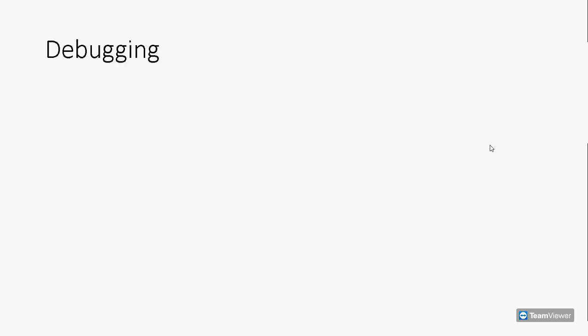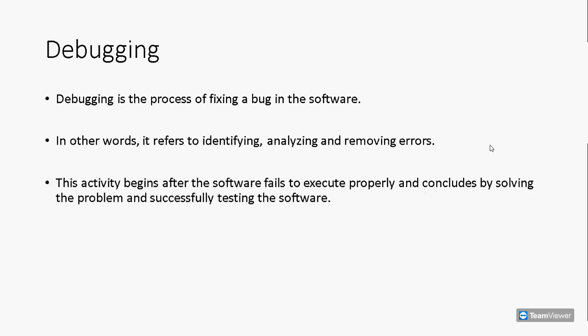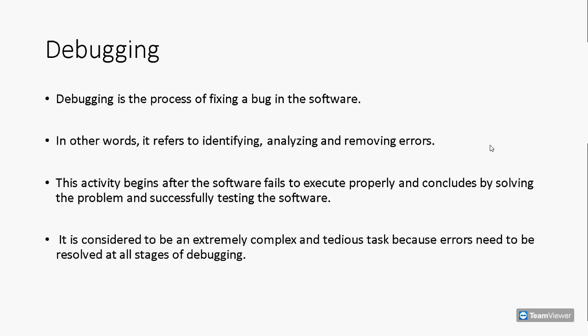The next term that we will study is debugging. The process of fixing a bug in the software is known as debugging. In other words, we can say that it refers to identifying, analyzing, and removing errors. Whenever the software does not execute properly, the process of debugging begins. We find the problem, analyze it, fix it, and test if the software runs properly. This process is considered to be an extremely complex and tedious task. This is because errors need to be resolved at all stages of debugging.